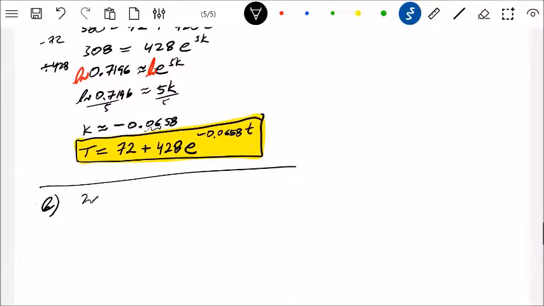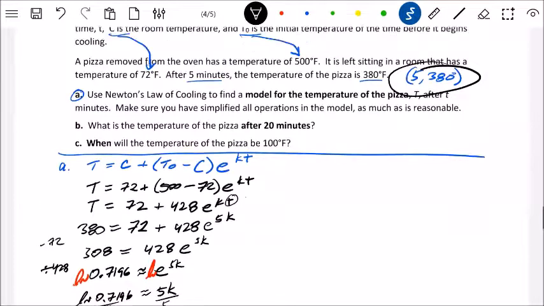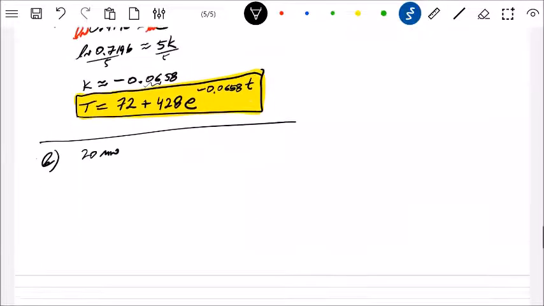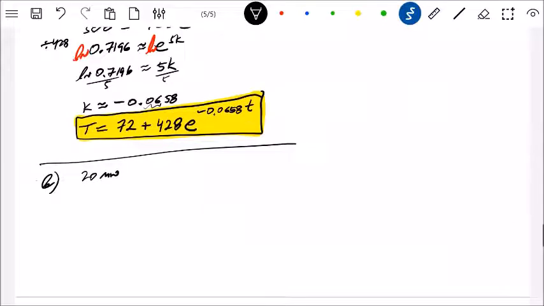So 20 minutes. There you go. What we just did is we found the model. Now for B, we want to see what the temperature is after 20 minutes. So that means we'll use this formula, but we'll put 20 in place of time. T is equal to 72 plus 428 e to the negative 0.0658, and then the number 20.